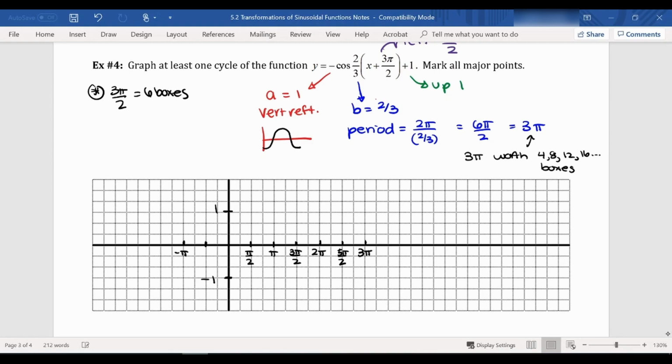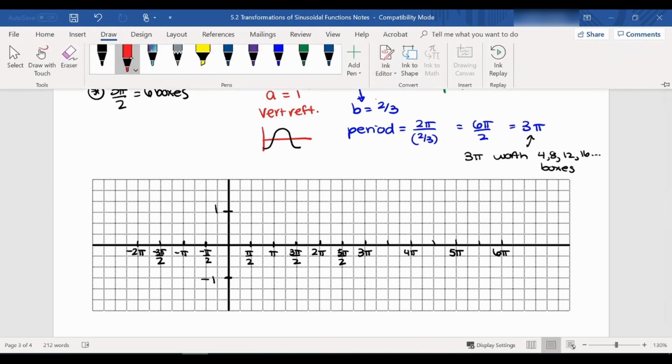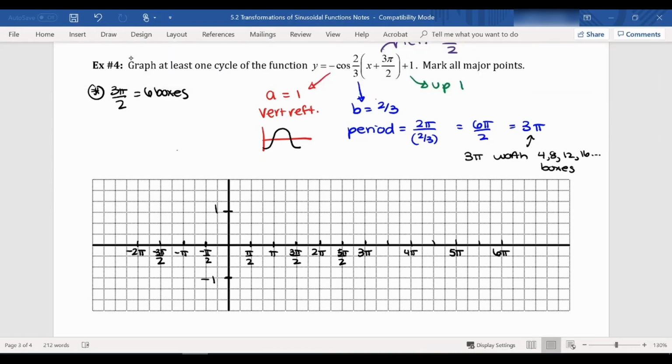I'm also going to put some points on the other side here. This is negative pi, negative 2 pi. This would be negative pi over 2 and negative 3 pi over 2. Okay. And we can keep going if we want. This would be 4 pi, 5 pi, 6 pi, etc.